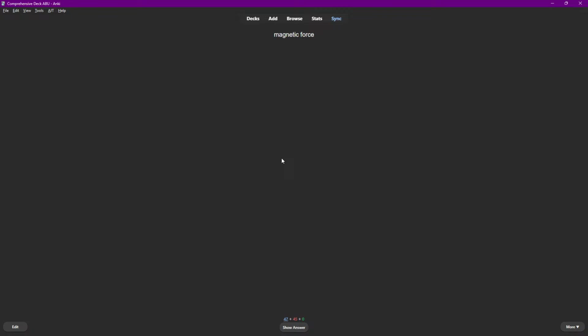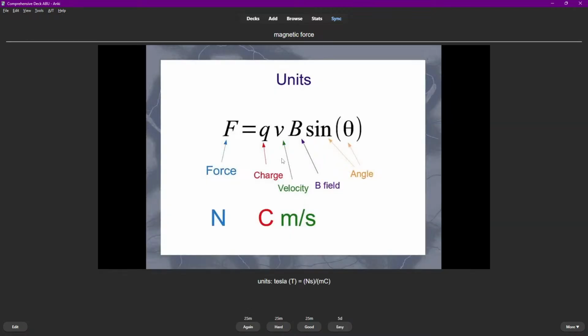Magnetic force. Magnetic force is, for which one is the question? Q times V times B. I forgot this one because I didn't really review it that well. I was stressing during this part because I had so many biochem exams this semester. Magnetic force is equal to Q times V times B sine of the angle. Okay.